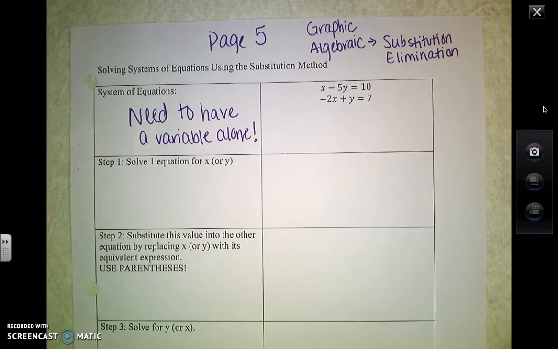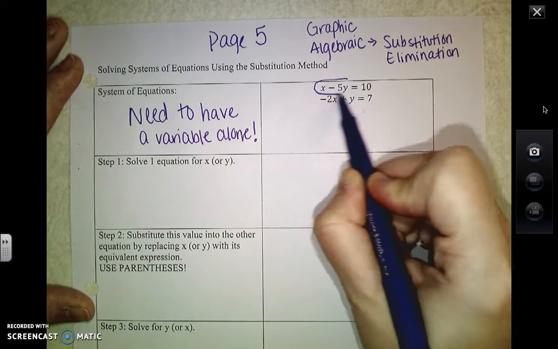Okay, so if you look at the system that's given to us here, there is not a variable alone. Now the x does not have a coefficient, but when I say alone, I mean by itself on that side of the equation. So on the bottom, the y does not have a coefficient, but it's also not alone on that side of the equation. So you're just going to choose a variable to get by itself in one of these equations, and if one of them does not have a coefficient, that's the best one to go with. So I'm going to go ahead and take this top equation. This can be done with the bottom.